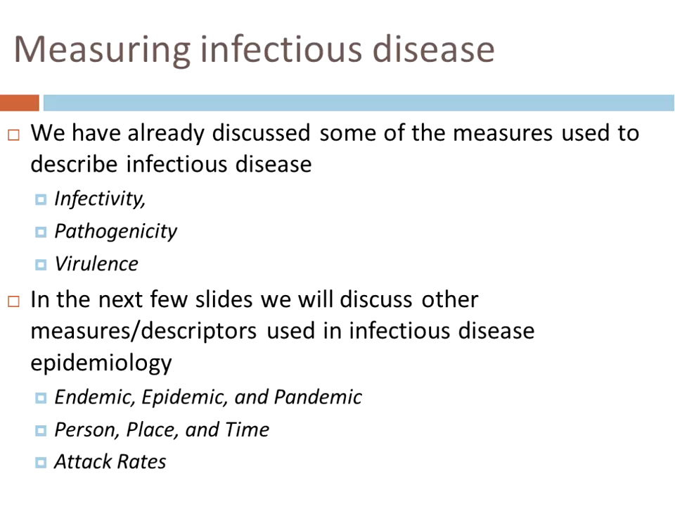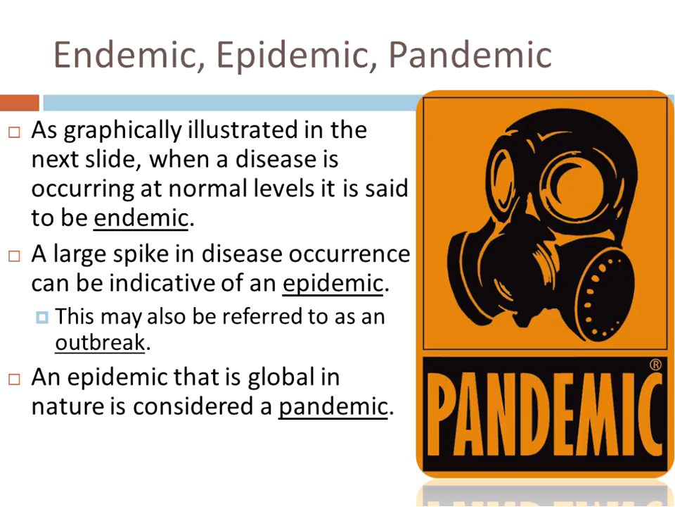So now we're going to describe some terms which are used to measure disease. We already talked about the infectiveness of a disease, infectability, pathogenicity, and virulence. But the next few slides talk about other measures or descriptions with which we talk about a disease. So I'll show you a graph on the next slide. But you always have an endemic level, a background level of a disease within a population.